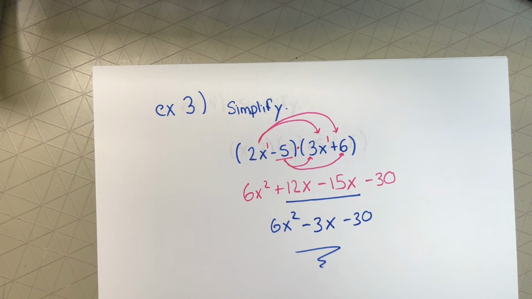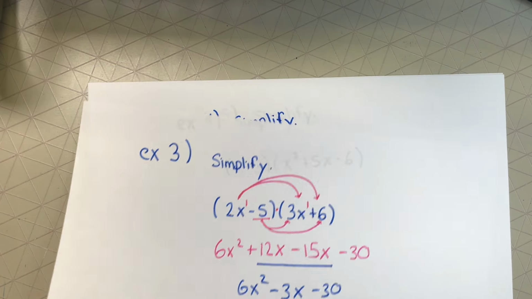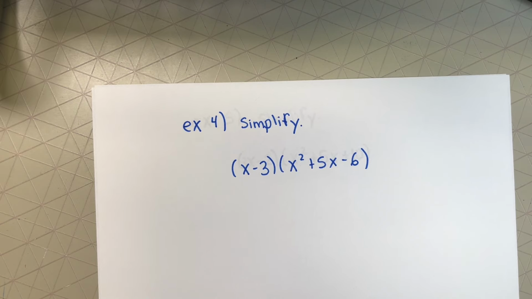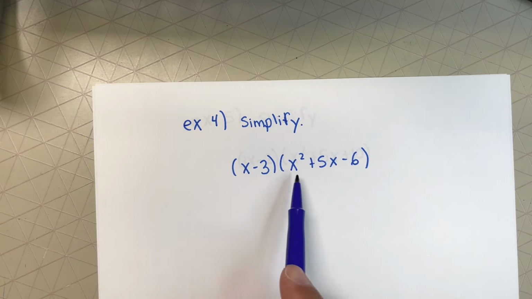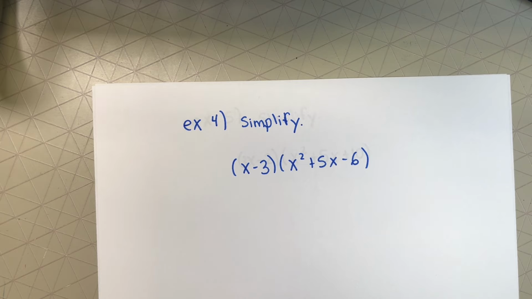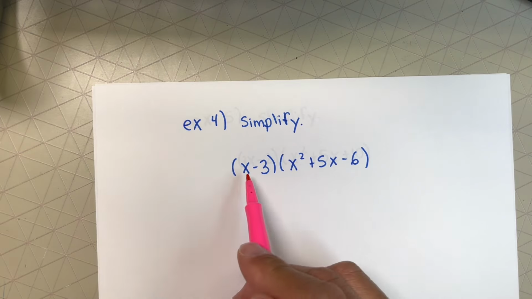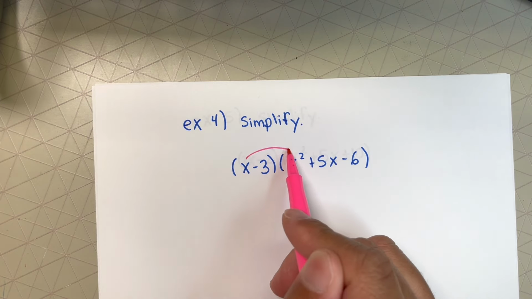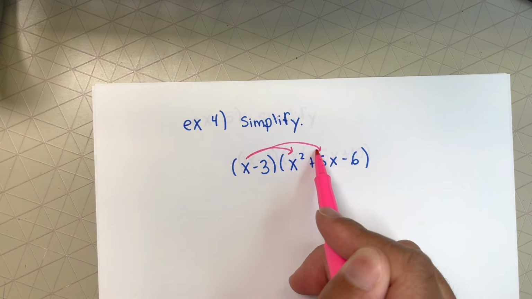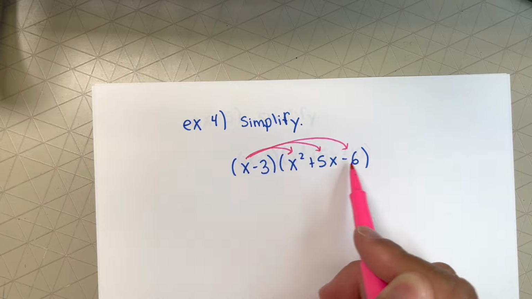Okay, so now moving on to example 4. Now in example 4, we're going to notice that now we have a binomial multiplied by a trinomial. Now the unfortunate part is that we're actually going to be doing this a bunch more times, meaning that it's not going to just be 4 terms like we were in the last one. Why? Because when I multiply this first term, x, I have to distribute x to x squared, 5x, as well as negative 6. So that's 3 different terms.